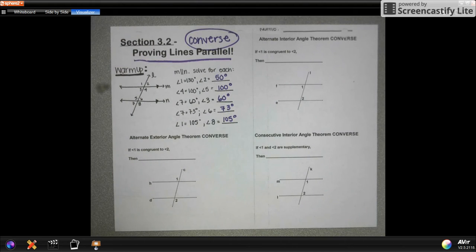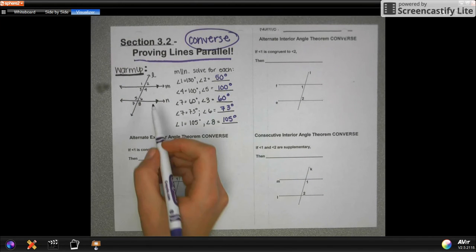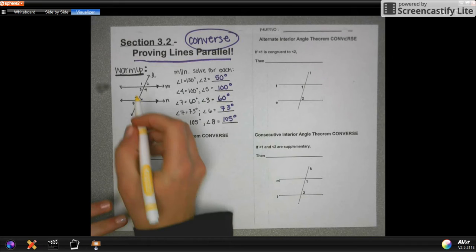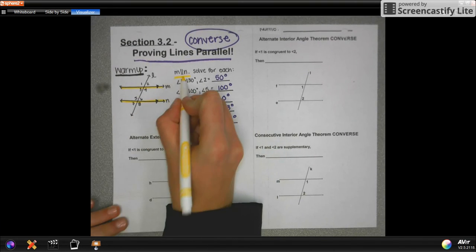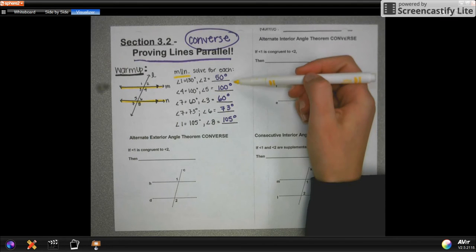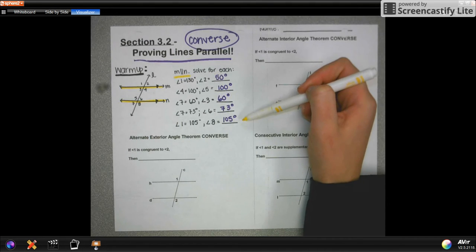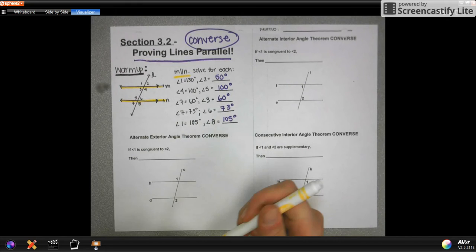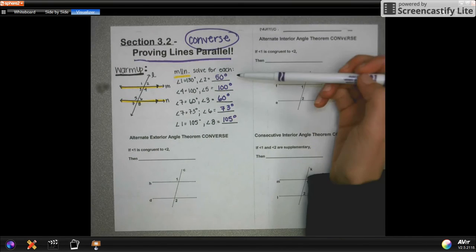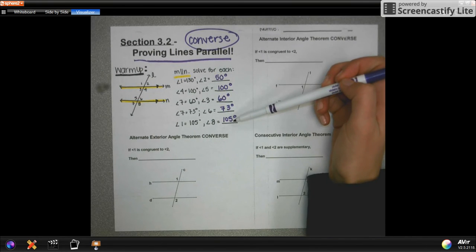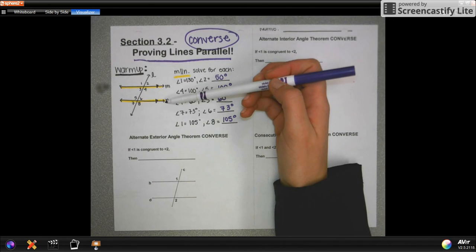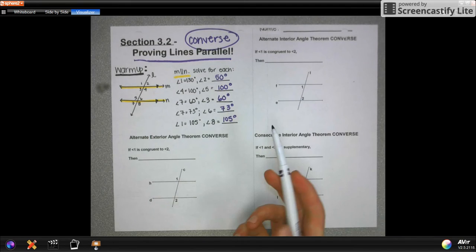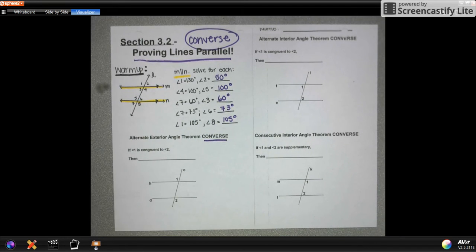So what we've been doing in the past is we've been saying, okay, if these two lines are parallel to each other, so if M is parallel to N, then we can say something about these angles, right? Now we're doing the opposite. Now we're saying, if we know something about these angles and their relationship, then we can conclude that the lines must be parallel. So the first converse that we're talking about is the alternate exterior angle theorem converse.